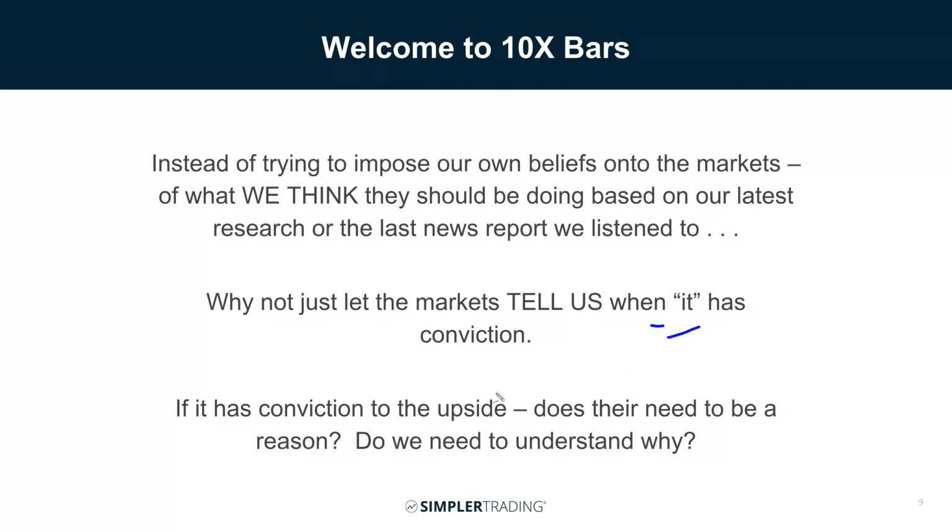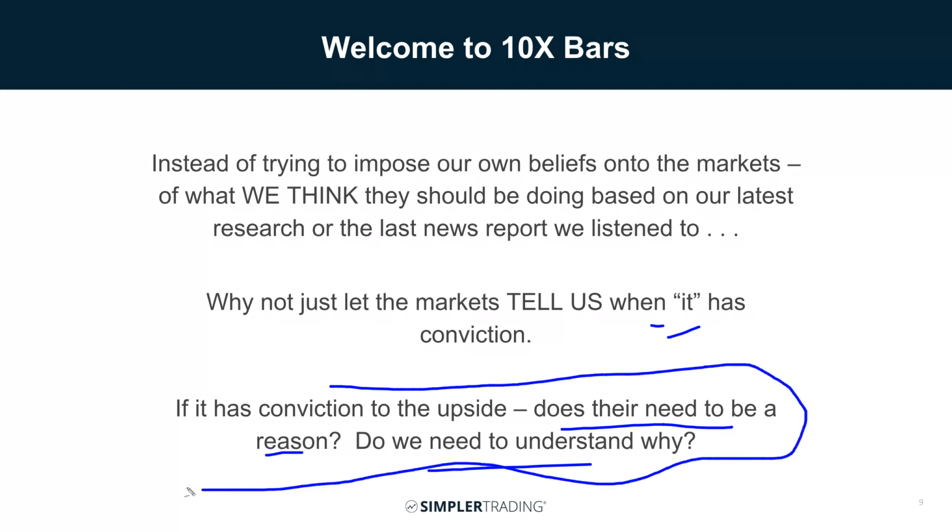If it has conviction to the upside, does there need to be a reason? Do we need to understand why? Okay, and I think this is the biggest thing I've found, especially with newer traders, the question is, well, why is it going higher? Why is it going lower? What's the news? Who cares? Because it doesn't matter. If there's conviction to the upside, the proof of that is in a specific type of indicator that we look at, accompanied by volume or lack thereof. Okay, it doesn't need to be a reason why.